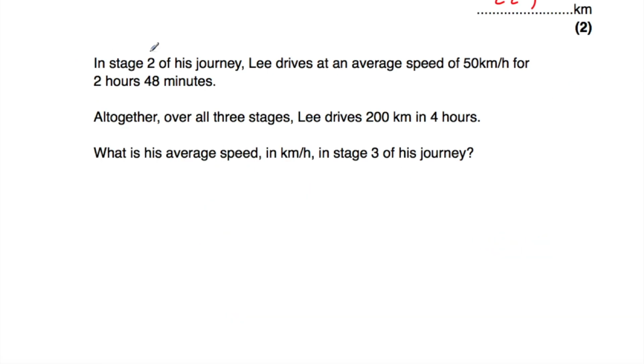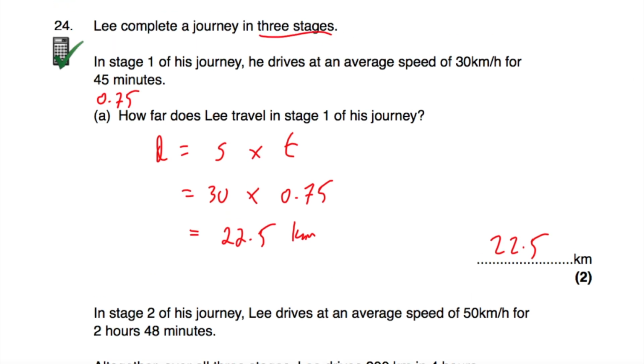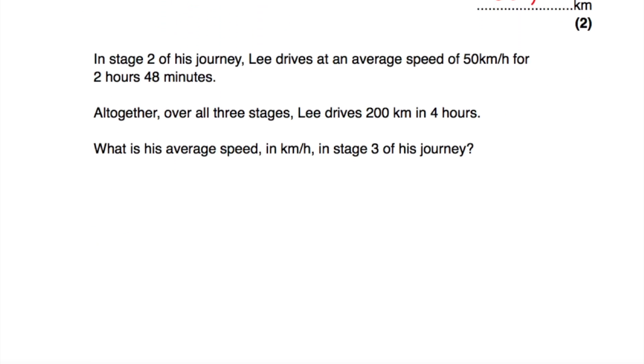And then if we carry on, we're told in stage 2 of his journey, Lee drives at an average speed of 50 kilometers per hour for 2 hours and 48 minutes. And altogether, over all 3 stages, because remember earlier on in the question we were told that there's 3 stages, we're told that he drives 200 kilometers in 4 hours. And then we're asked, what is his average speed in kilometers per hour in stage 3 of his journey?